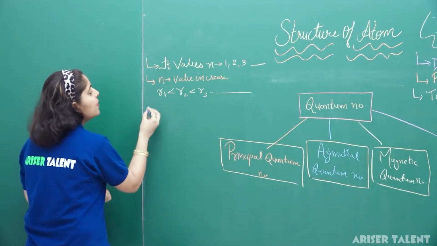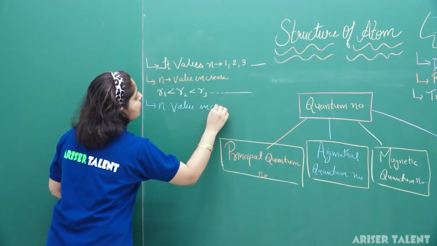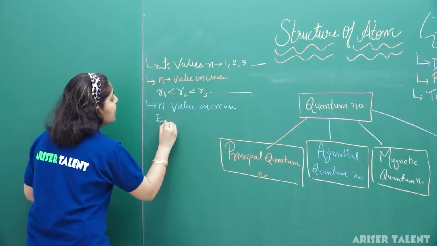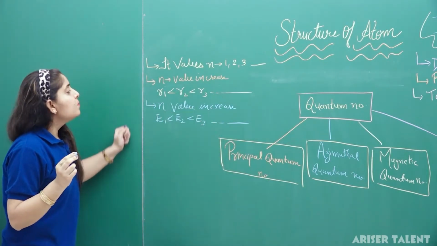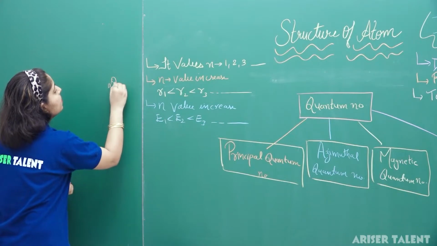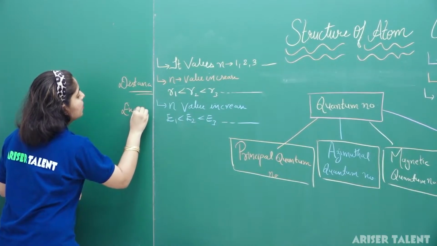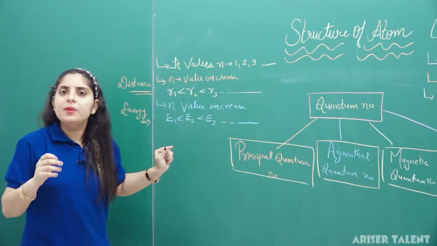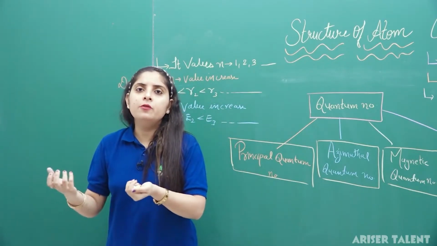Now the next point of consideration is, when the n value increases, the energy of the electron will keep on increasing. So we may say that E1 has less energy and then E2, then E3 and so on. So this is about the distance and this is about the energy. These are the basic things about the principal quantum number. Now we want to specify what n equal to 1, 2, 3, 4 are usually known as.